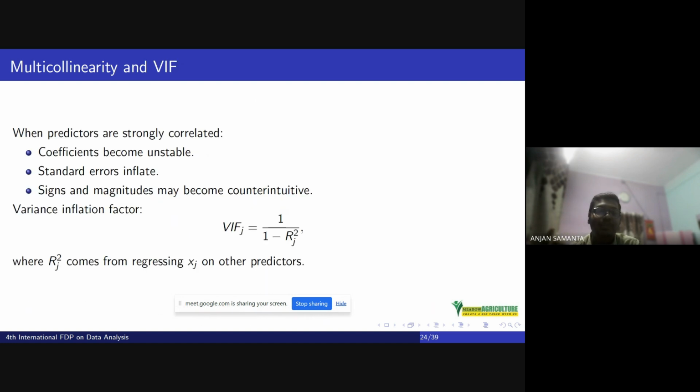So how to detect this multicollinearity? There is a term called the variance inflation factor, also known as VIF. This VIF is defined as 1 divided by (1 minus R square). So if the R square value is quite large, the VIF value will also be large. Ideally, if the VIF value is more than 10, we cannot accept it. And if it is very low, then we can accept it. So the VIF value is another factor to detect multicollinearity.